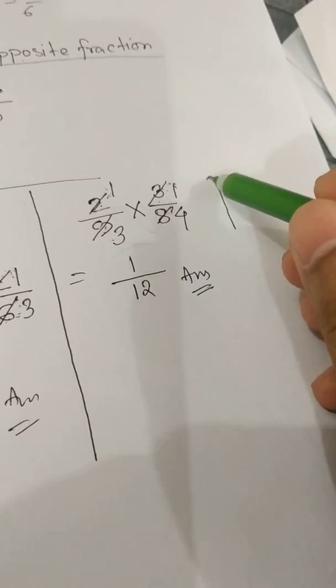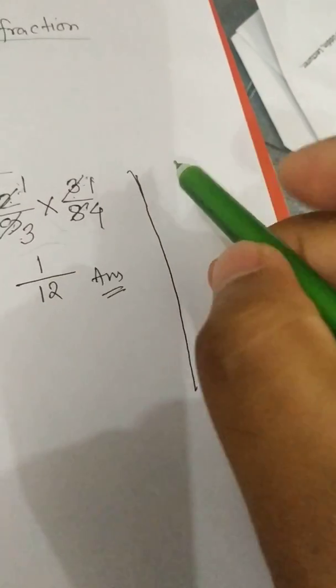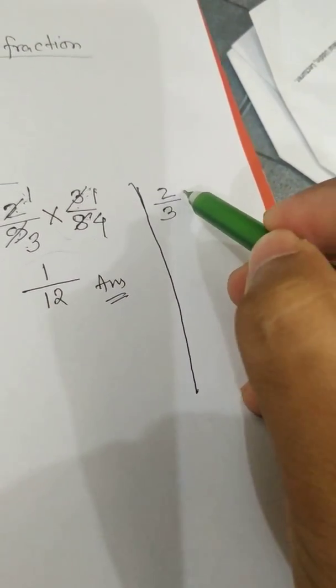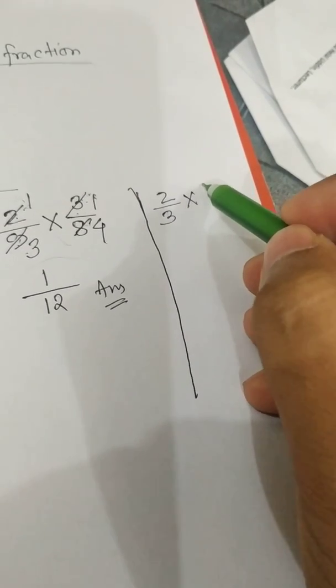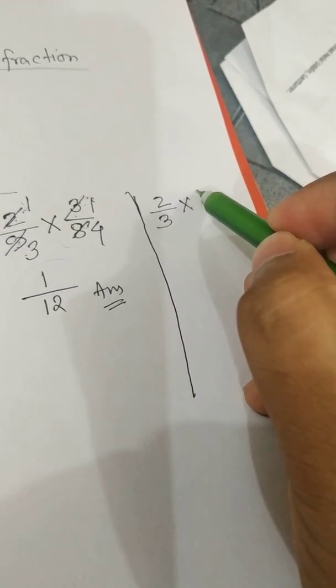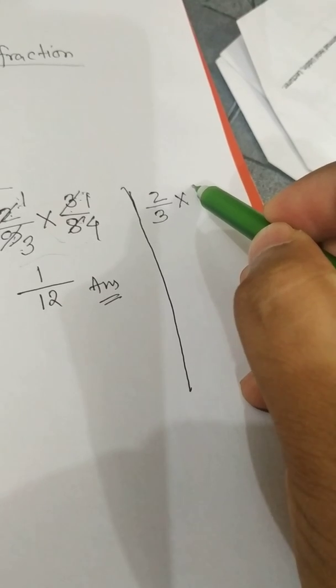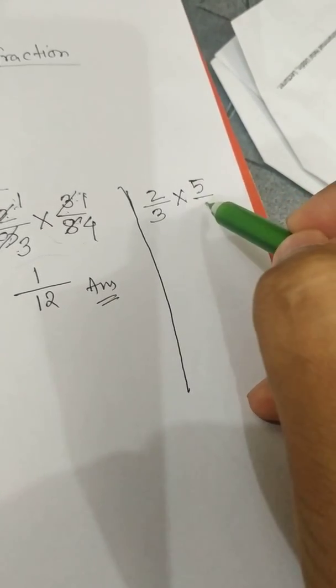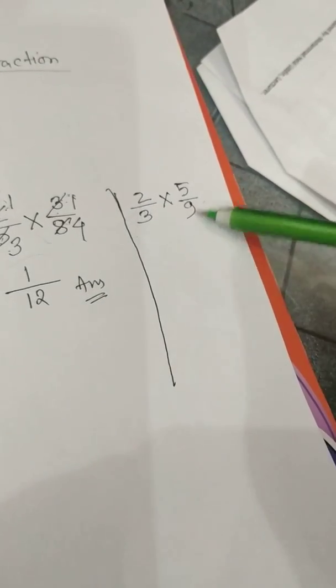Like for example, let's consider another example. Suppose 2 by 3 into 5 by 9. Now we cannot reduce the fraction 3 ones are 3, 3 threes are 9.